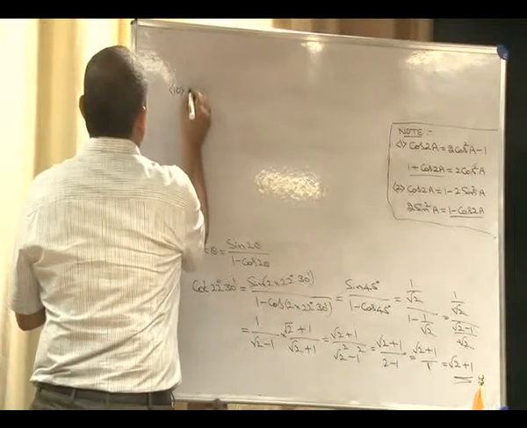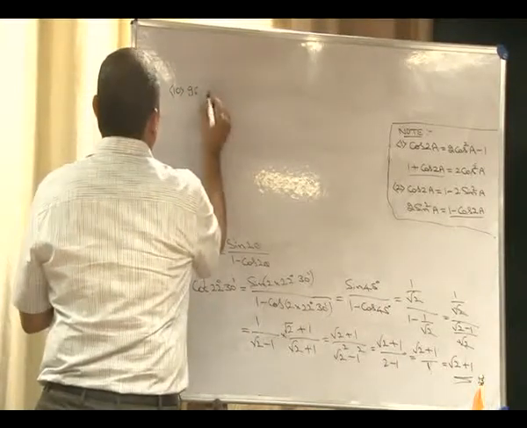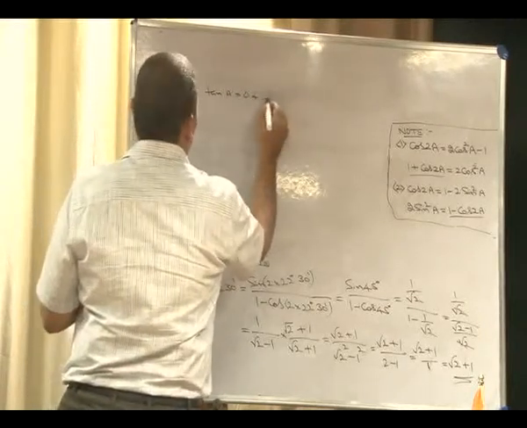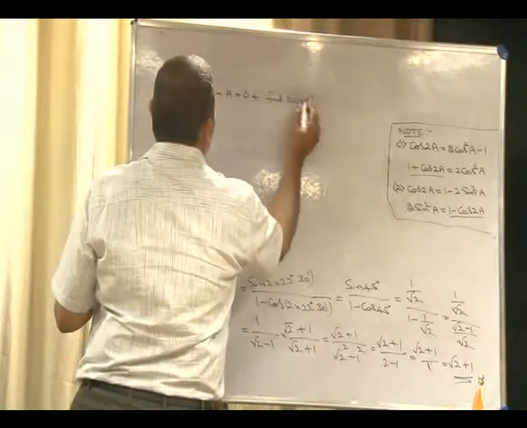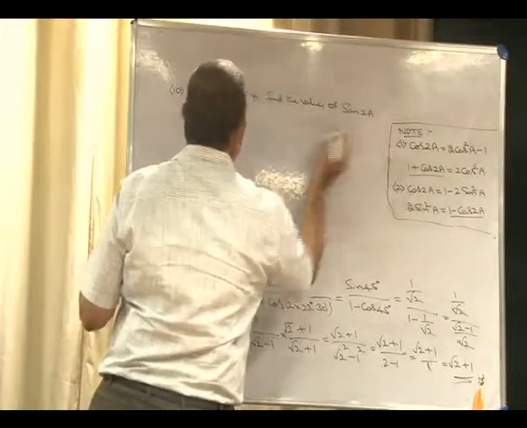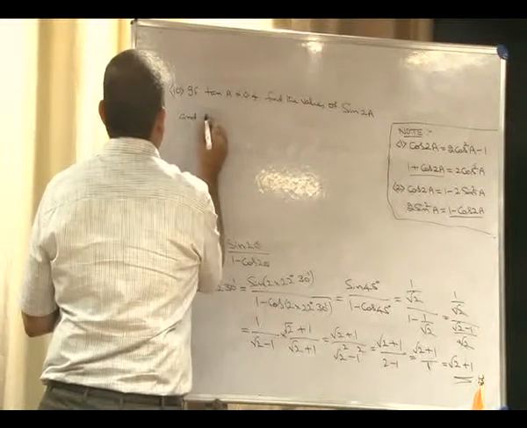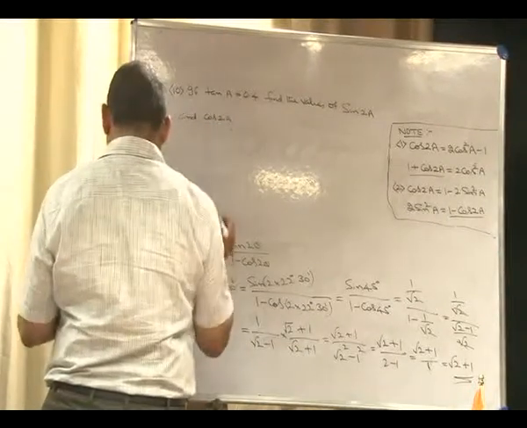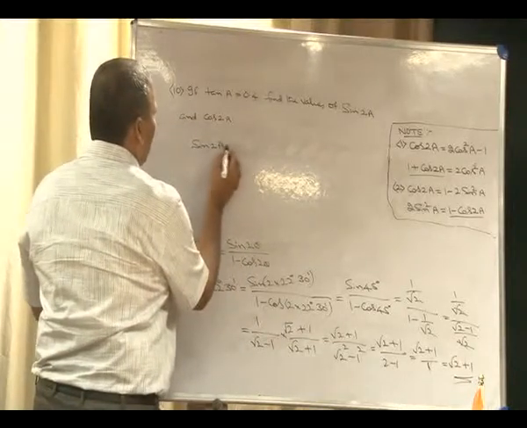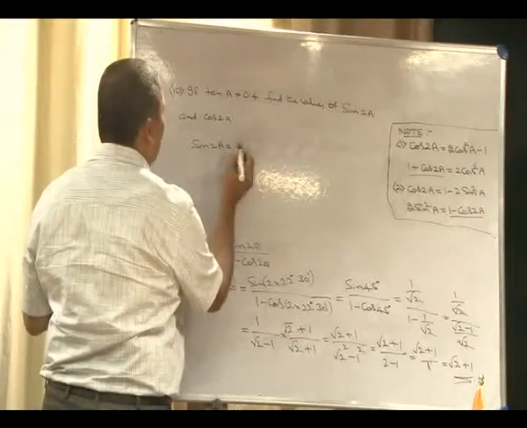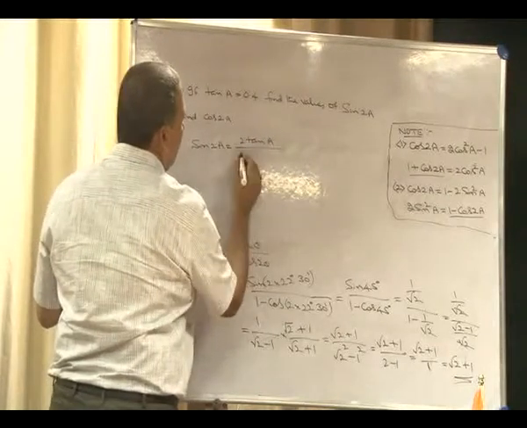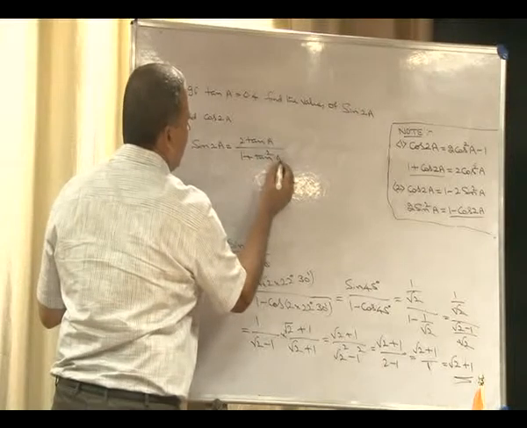The next problem is: if tan A equals 0.4, find the values of sin 2A and cos 2A. The formula for sin 2A in terms of tan is sin 2A equals 2 tan A by 1 plus tan square A.